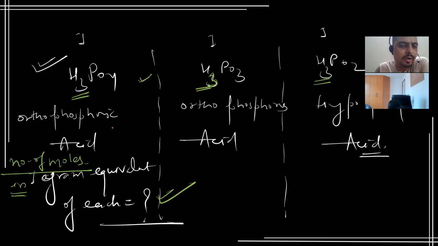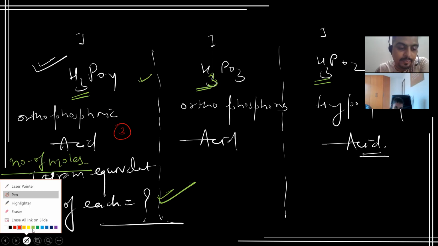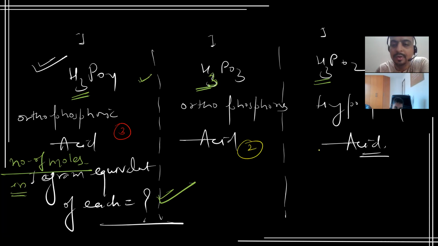Yeah. For the orthophosphoric, the N factor is 3, and for orthophosphorus acid, the N factor is 2, and for hypophosphorus acid it is 1. That's right. So why is it 3-2-1? Do you know the reason? It has something to do with the basicity, but I don't know how to explain it.